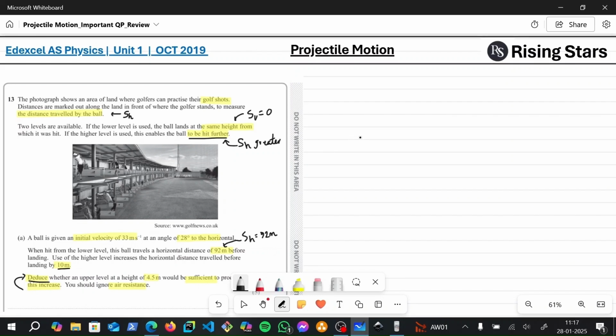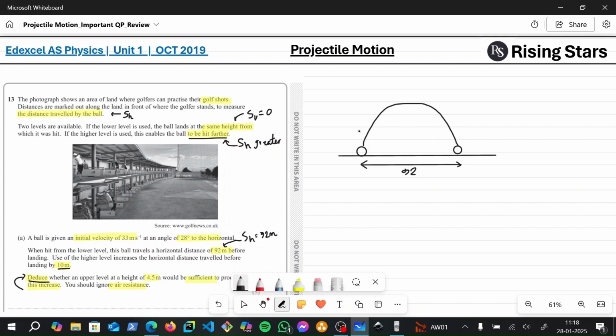All right, so let's make a sketch quickly. First, let's sketch for the lower level. Say this is our ball. It will travel a path like this to hit the ground. So this is the ground. All right, and the horizontal distance traveled, let's say it's 92 meters. This distance is 92 meters, and this distance is also known as the range. So this is the horizontal displacement of the lower level.